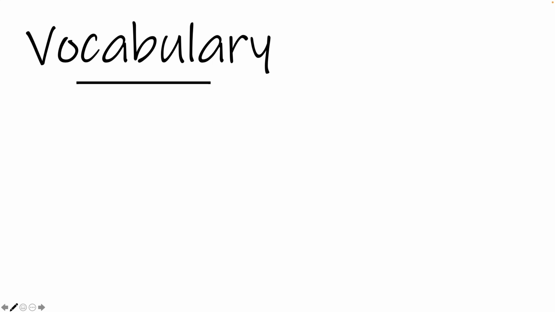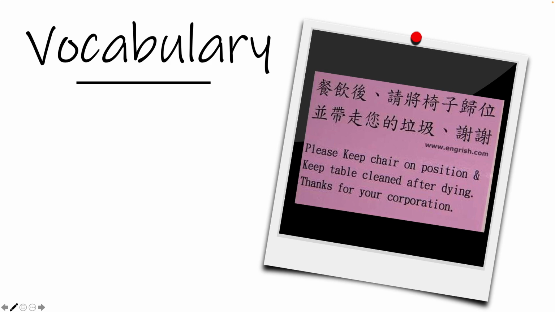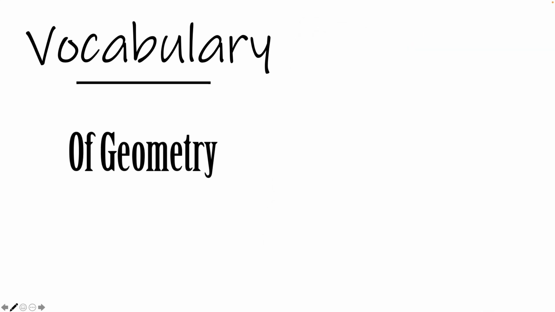Now remember from previous lessons, the reason we learn vocabulary is so when I say something, you know exactly what I mean. So here's an occasion where that didn't work. The translation says, "Please keep chair on position and keep table cleaned after dying. Thanks for your cooperation." So I think it meant, please keep chair in position and keep the table cleaned after dining. Thank you for your cooperation. Okay. Anyway, so let's go to geometry now.